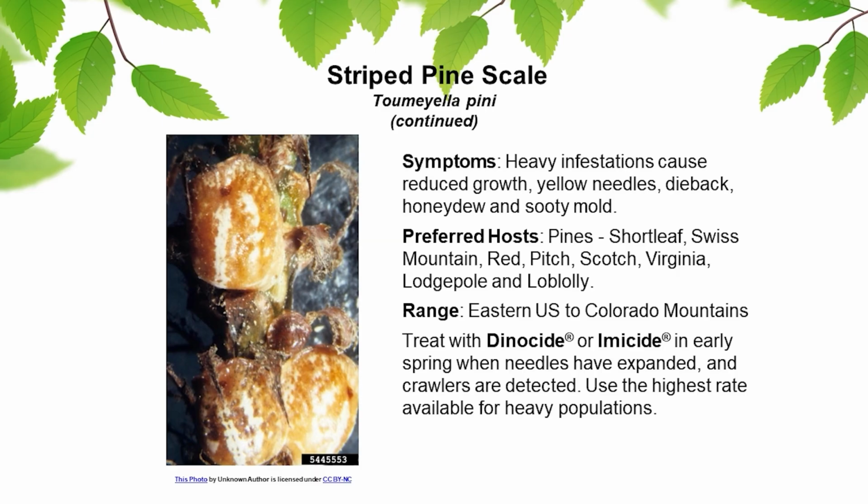Heavy infestations of striped pine scale cause reduced growth, yellow needles, dieback, honeydew, and sooty mold. Striped pine scale preferred hosts are pines including shortleaf, Swiss mountain, red pitch, Scotch, Virginia, lodgepole, and loblolly. They may be found in the eastern United States to the Colorado mountains.